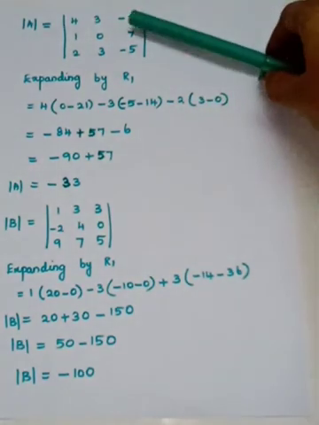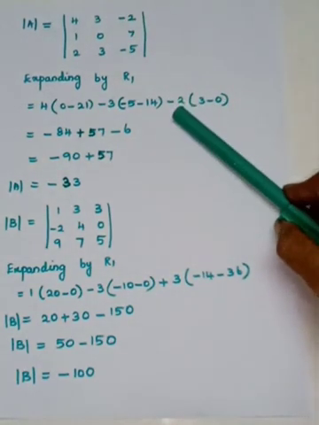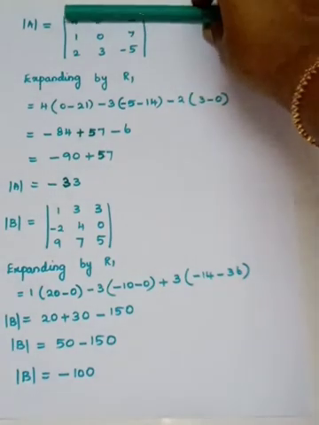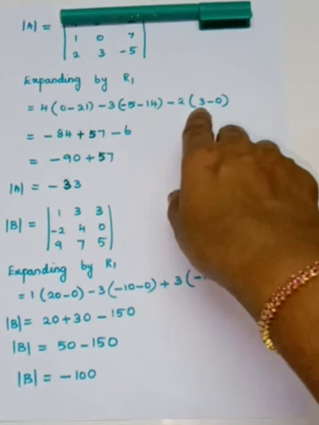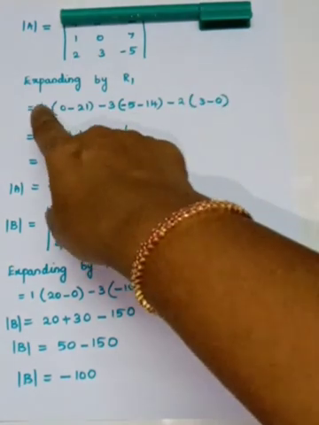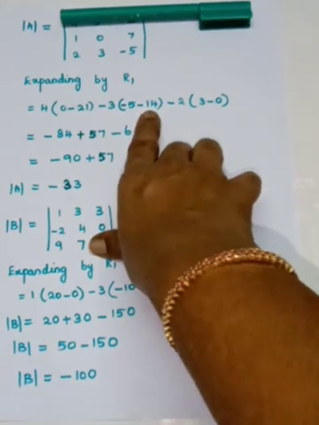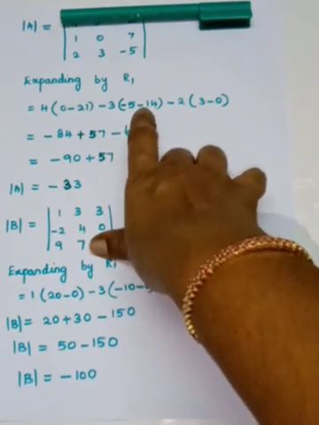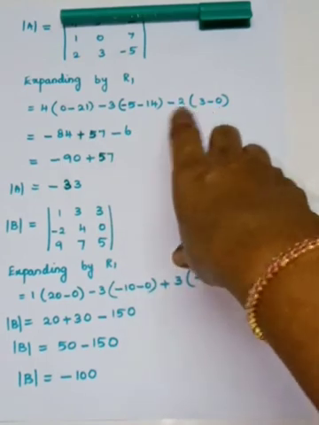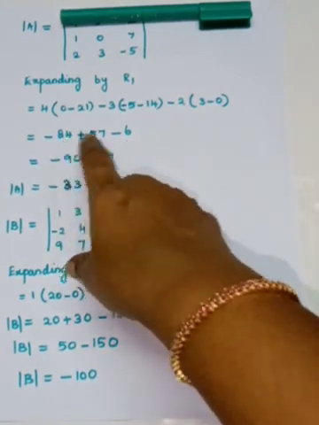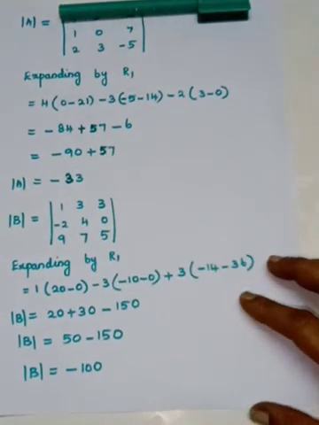So next element you have to write as it is. Here the next element is minus 2. So it is written as it is. Minus 2. Delete the first row and this column. 1 into 3 is 3. 3 minus 0. So 4 into minus 21 is minus 84. Minus 5 minus 14 is minus 19. Minus 19 into minus 3 is plus 57. And minus 2 into 3 is minus 6. So minus 84 minus 6 is minus 90. Minus 90 plus 57 is minus 33.